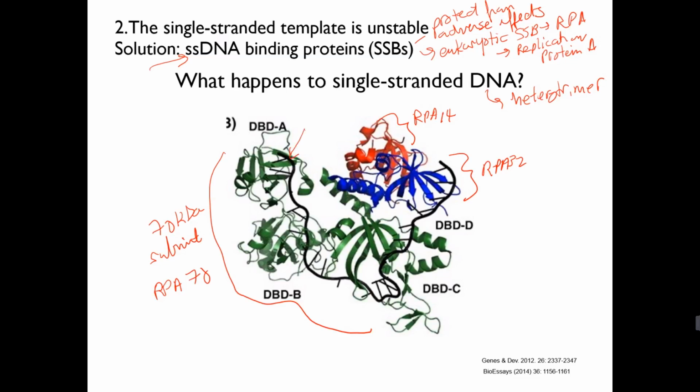This black line right here. So, running along the course of the single-stranded DNA binding protein is the single-stranded DNA. And there are multiple DNA binding domains that are associated with RPA. So we'll just call this our single-stranded DNA in black, this black line.